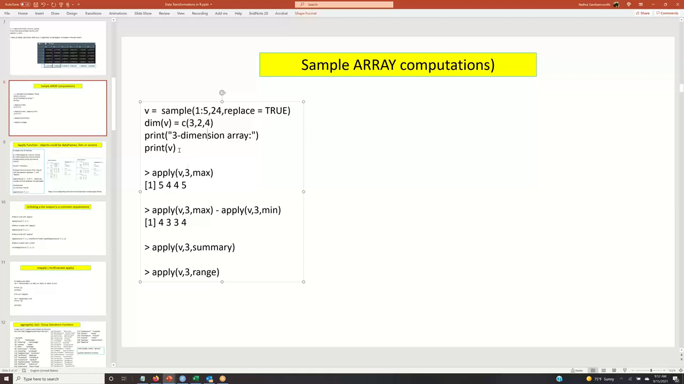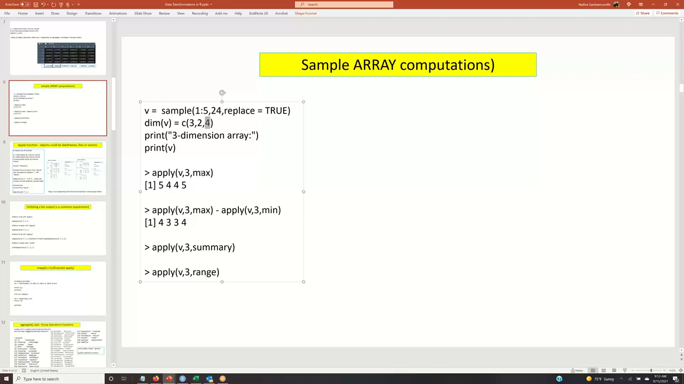And I can see what it is. What I'm trying to say here is that if I want to find the maximum for each of the four matrices, this is the condition. I take the data set defined here, V, which has this dimension. In the third dimension, that means for each of the matrices, there are four matrices, right?